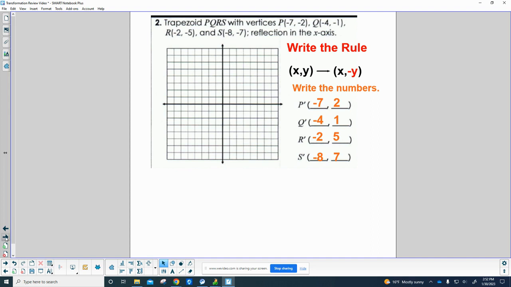So using those numbers, we're going to plot the first one. That's the original or pre-image. Plot the second one, which is now the image, and we can see how it did get reflected across the x-axis and is now above the x-axis, whereas it started out below the x-axis.